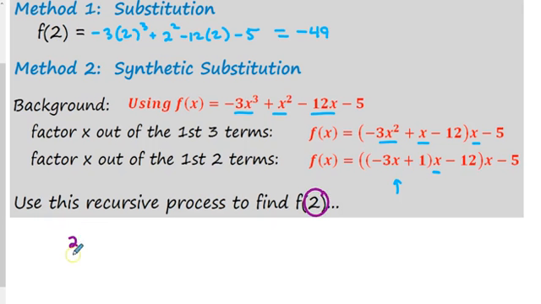You multiply it by the first coefficient in your problem, which was negative 3. Whatever you get for that, you add the next number, which was 1. Okay, now that's your result. You take that result, you multiply it by your number 2. And then you add the next number in the problem, negative 12. You take that and you multiply it by your number 2. And then you add the next number in the problem, which is negative 5.